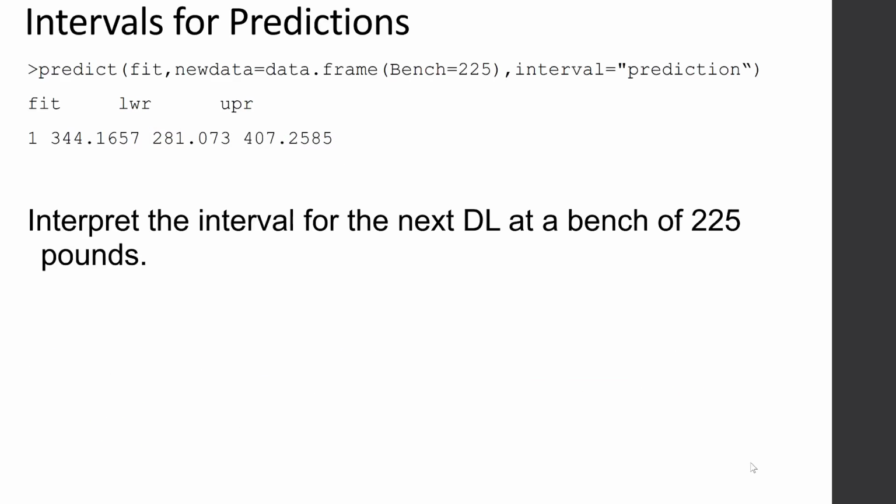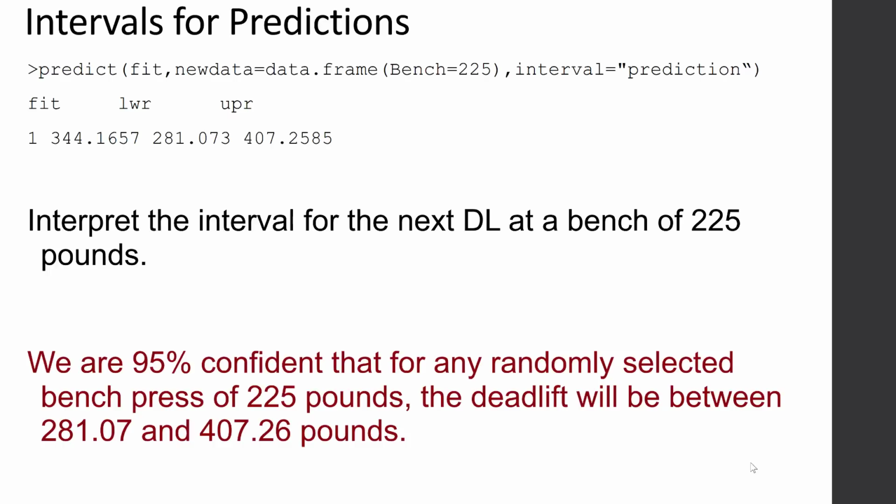Now let's take a stab at interpreting the interval for the next Y. So interpret the interval for the next deadlift at a bench press of 225 pounds. Start it out the same way all of your other confidence intervals go. We are 95% confident that for any randomly selected bench press of 225 pounds, the deadlift will be between 281.07 and 407.26 pounds. So notice how this is talking about a single Y. The previous one was talking about the average Y. Okay, so that's how you interpret your prediction intervals.